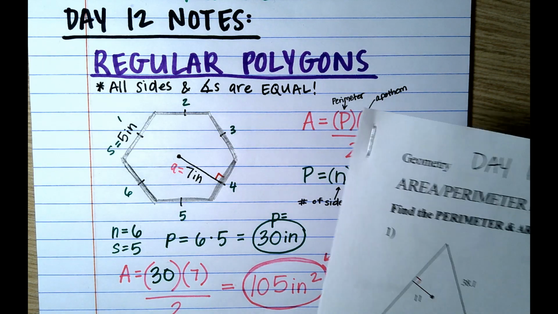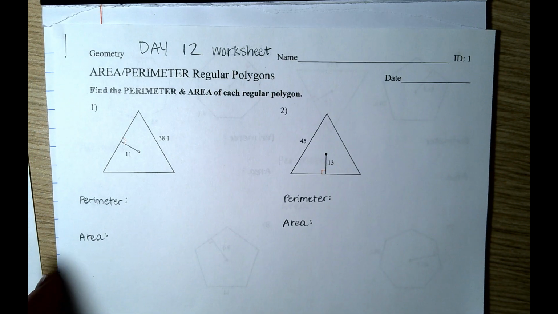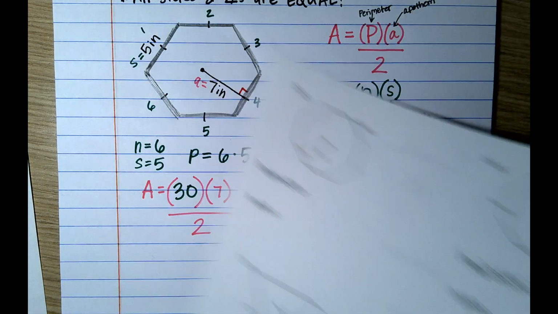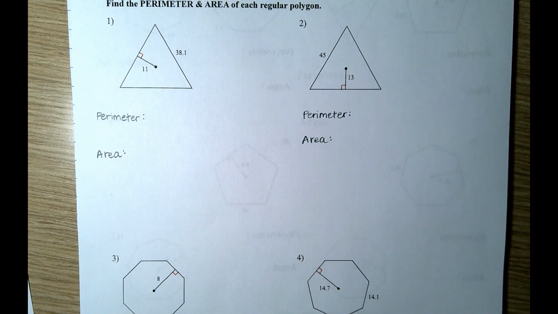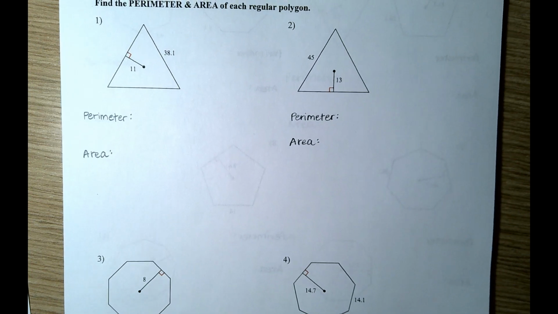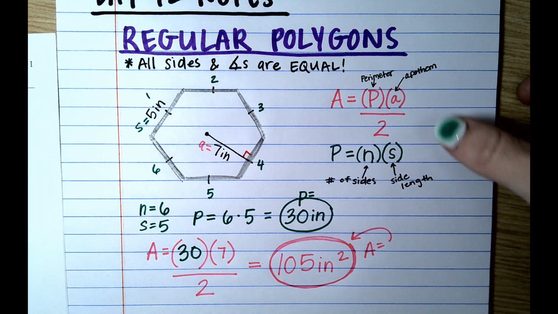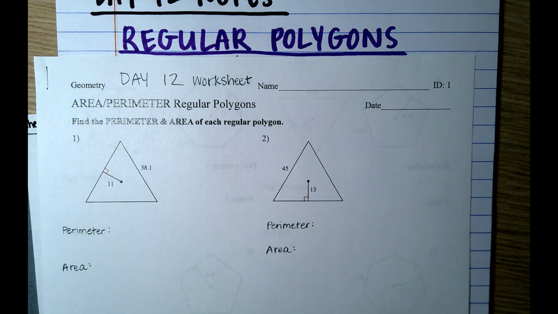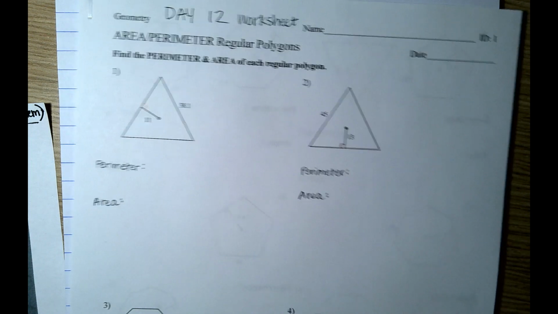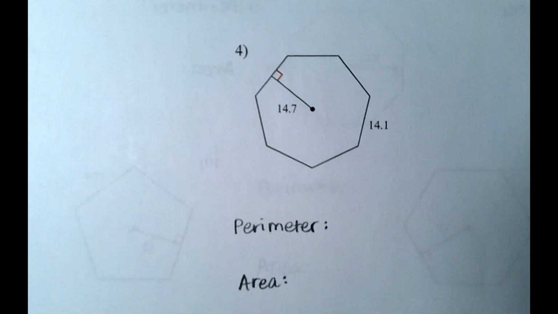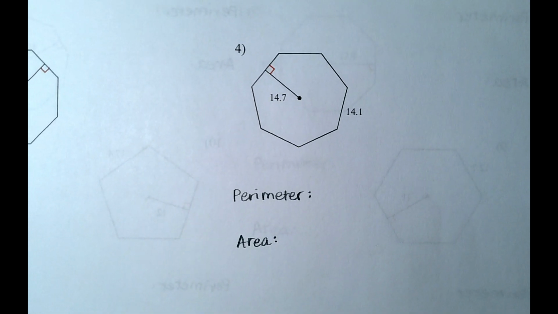Okay, so we are back from our break, and everybody should have this day 12 worksheet where we have about 20 questions where each shape is a regular polygon and you are finding the perimeter and the area. So just like what we did in the do now, we're just going to be applying the new formulas that I gave you. So we'll do number 4 as an example.